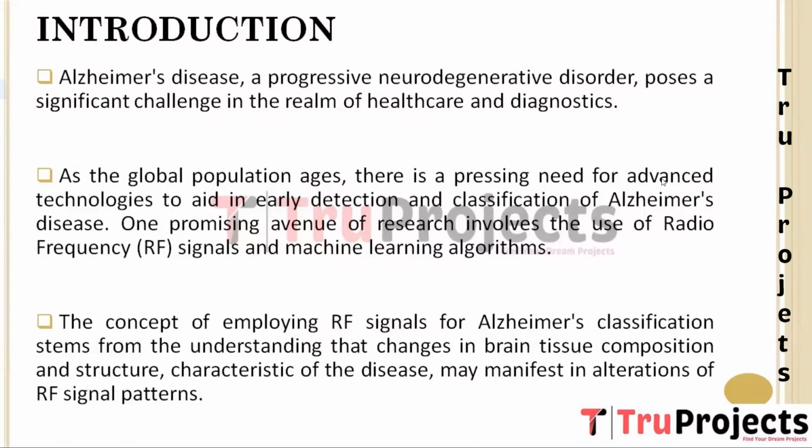A promising area of investigation explores the utilization of radio frequency, that is RF signals, in machine learning algorithms. The idea of utilizing RF signals for Alzheimer's classification originates from the recognition that shifts in the composition and the structure of brain tissue, which are indicative of the disease, might be reflected in changes to patterns in RF signals.